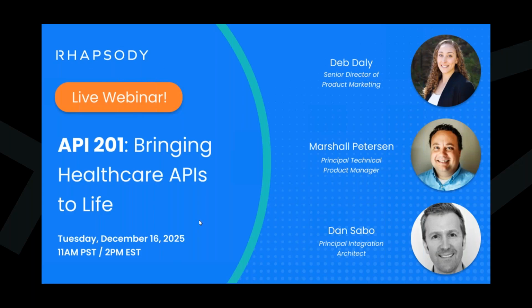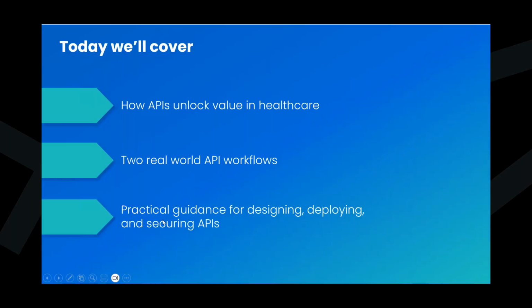So we'll spend the next 45 minutes talking about all things APIs, following up from our API 101 webinar in October. If you missed that webinar or want a refresher on APIs in general, I highly recommend watching that recording, which is available on the Rhapsody website. Today, we'll focus on unlocking more value with APIs by discussing two real-world API workflows, and we'll share practical guidance on leveraging APIs in your day-to-day.